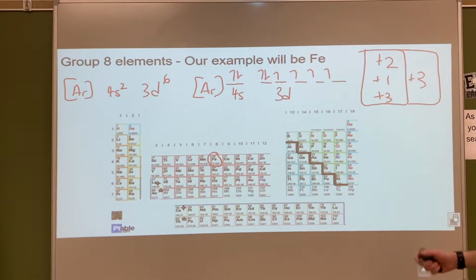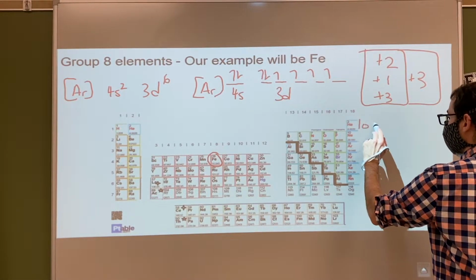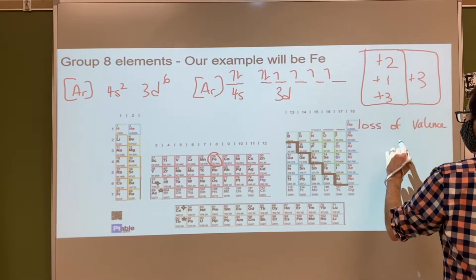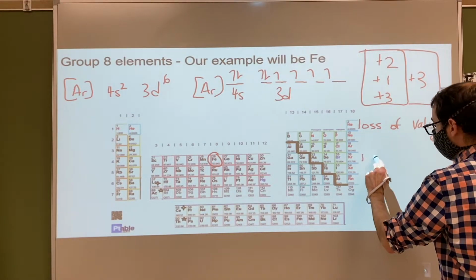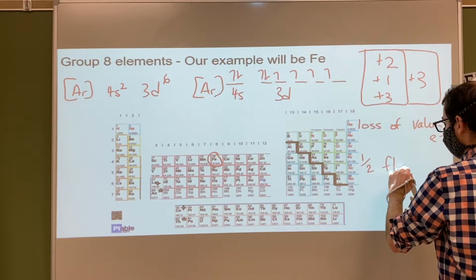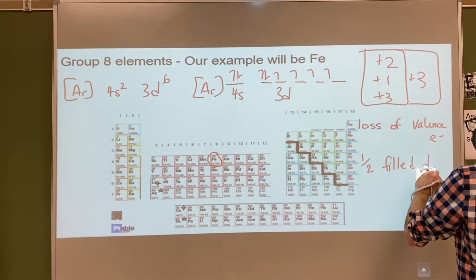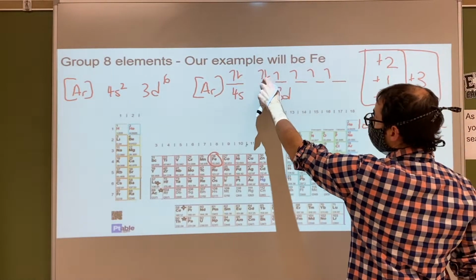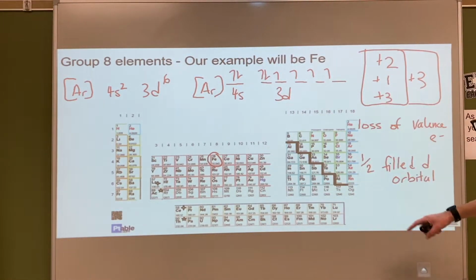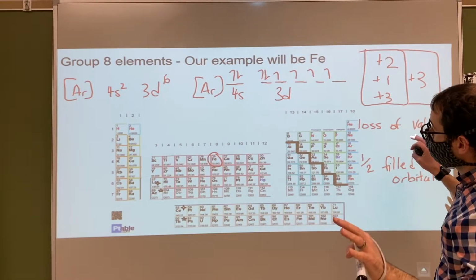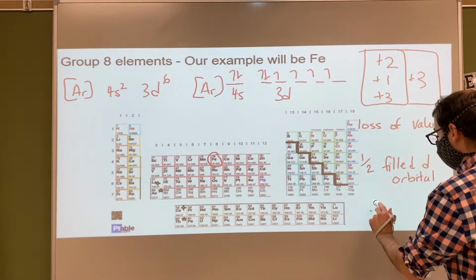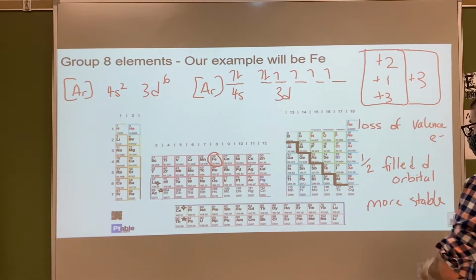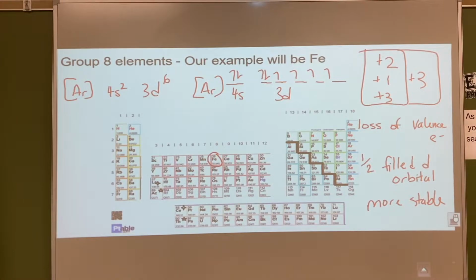Okay, let's talk reasons. Loss of valence electrons. All right, loss of valence electrons. And you have to say now it's half filled d orbital, all right, because after you lose this one, then that'll be half filled. Half filled d orbital. It is not isoelectronic, right? Because it still has a half filled d orbital. So then you can just write more stable. Those are the 3 things you would need for this one.